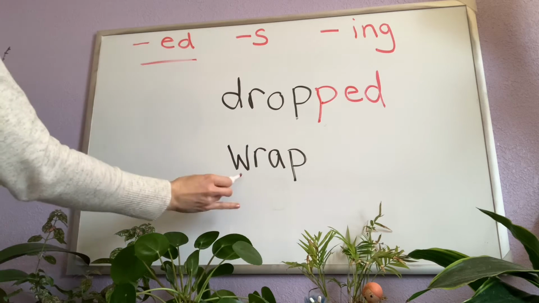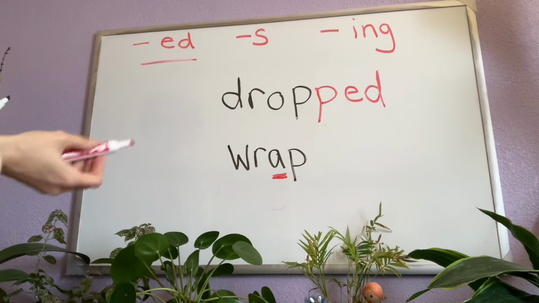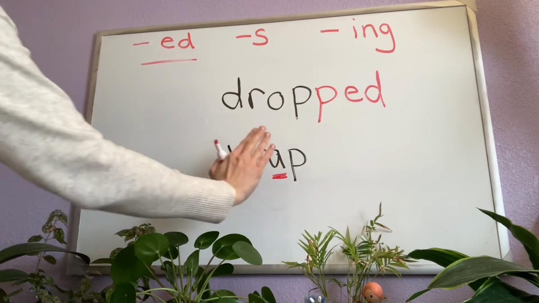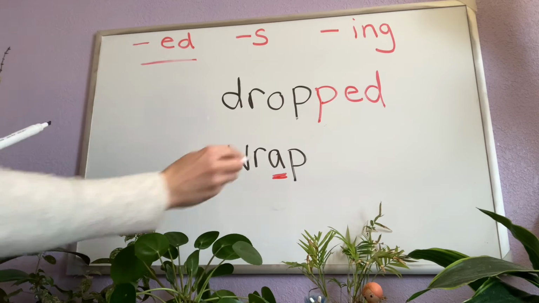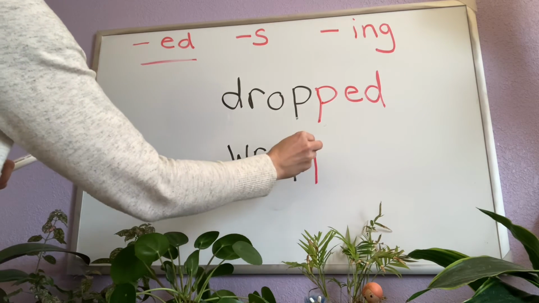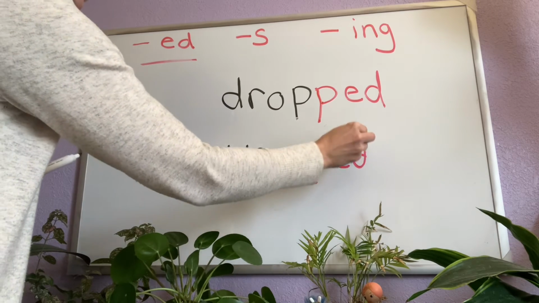I'm going to have wrap be wrapped in past tense. Right now, my A is making the short sound. I want to protect the A. I want to close that syllable off. So I'm going to add another consonant, and then I'm going to add my ed.